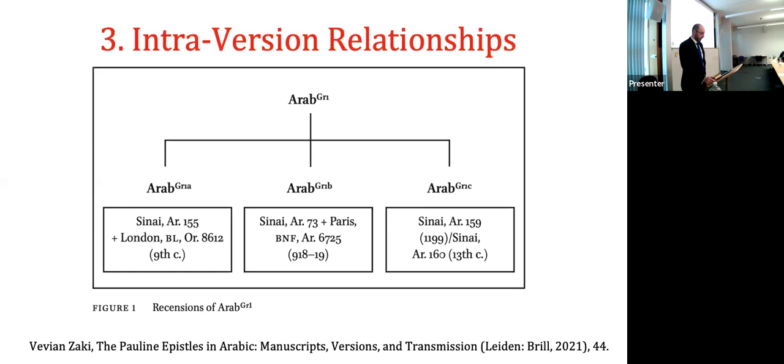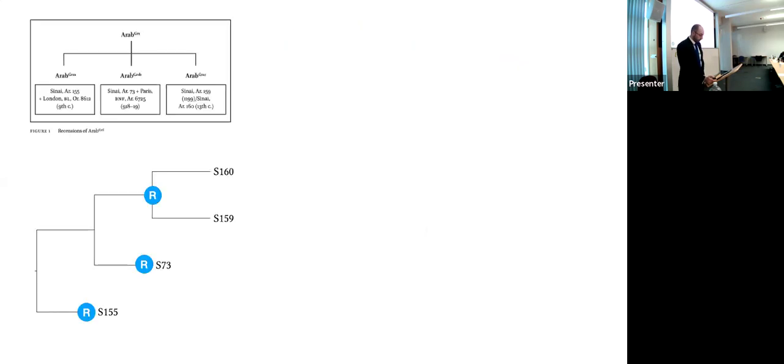So looking at the relationships between these manuscripts, Zaki has described the tradition as having 3 recensions. First, A, represented by S155, and B, represented by S73, and C, represented by 159 and 160. So the first one from the 9th century, B from the 10th century, and then the 13th and late 12th and 13th century manuscripts. These relationships shouldn't be thought of simply as a linear progression in time. Zaki's theme can be interpreted stemmatologically, as you can see here in figure 1, where I've marked R as the position of the 3 recensions, as she calls them.